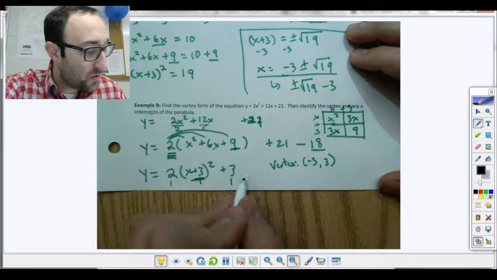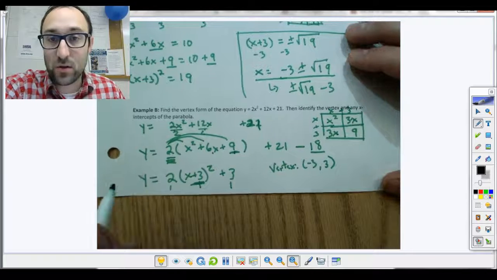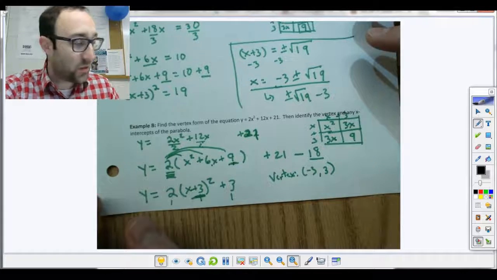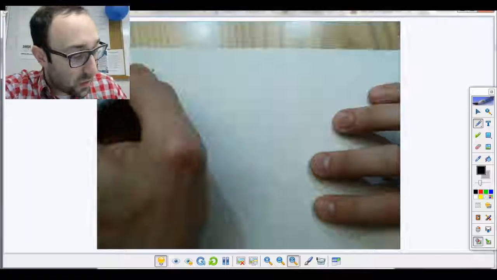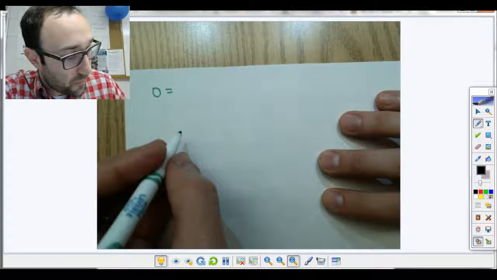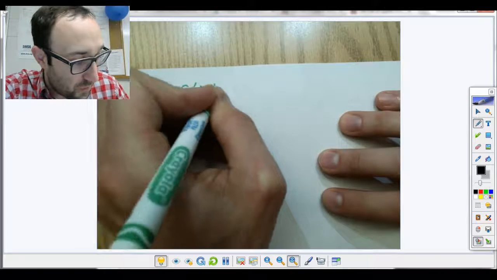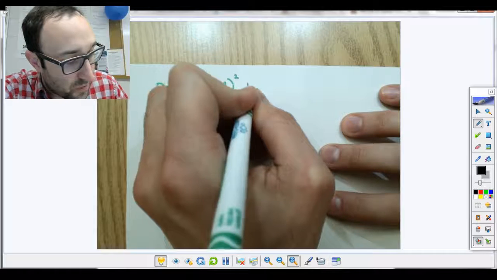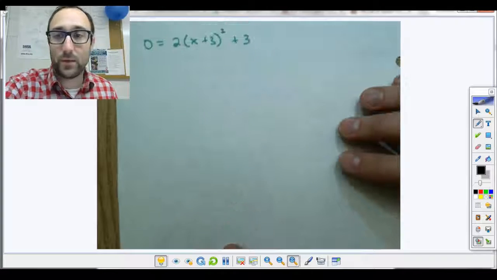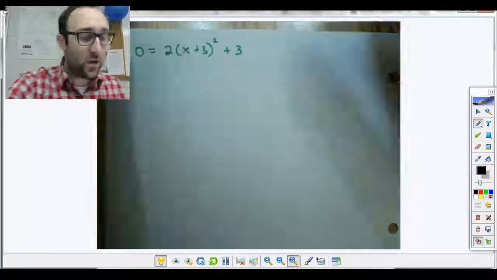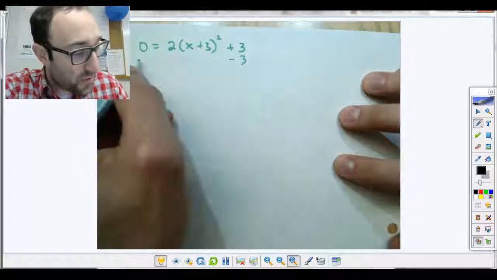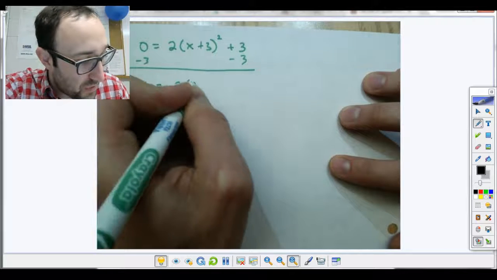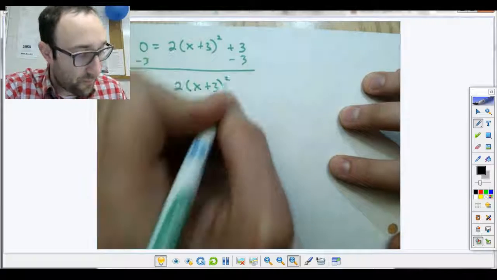All right, and then we have to figure out the x-intercepts of my parabola. So I'm going to use this equation. The x-intercepts are the zeros, or when y equals 0. So I'm going to take this equation and set y equal to 0 and solve from there. So it's going to be 0 equals 2 parentheses x plus 3 squared plus 3, right? There you go. So now let's solve for this. The first thing I'm going to do is subtract 3 from both sides, and I get negative 3 equals 2 parentheses x plus 3 squared.